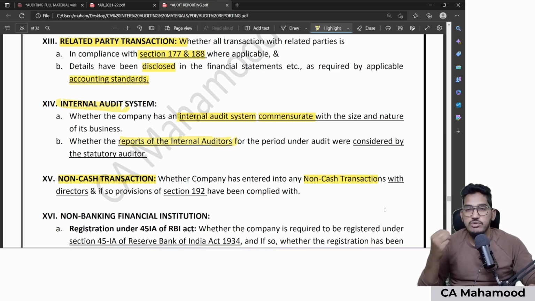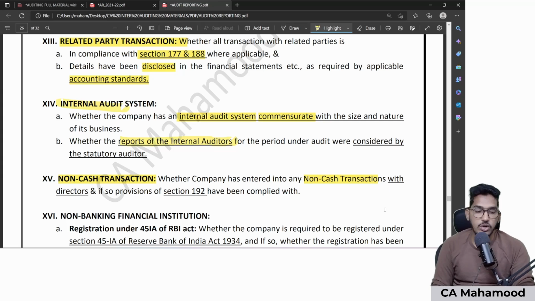So section 192 will give you some rules and regulations regarding non-cash transactions with the directors or related parties. I need to check whether that section 192 has been complied with or not.